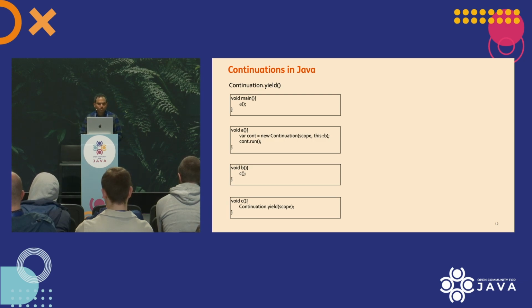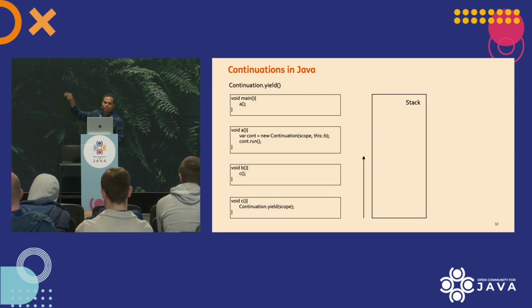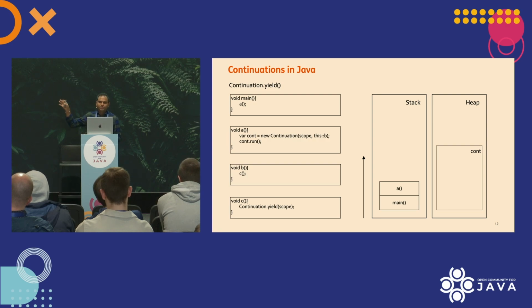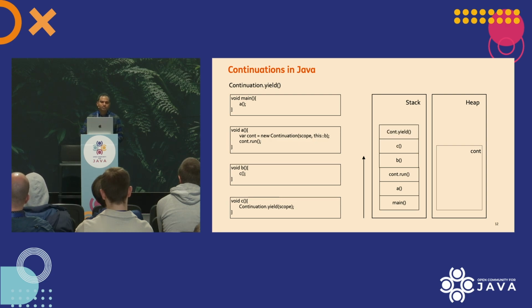For that, we have to look at stack memory. In this case, our stack is getting filled from bottom to top. And we also have to look at heap memory. So let's see what happens when we call this main method. It creates a new frame on the stack for main. And the main method calls method A. This method A creates a new continuation object on the heap, and then it calls continuation.run on it, which then calls method B, which calls C, and C calls continuation.yield.